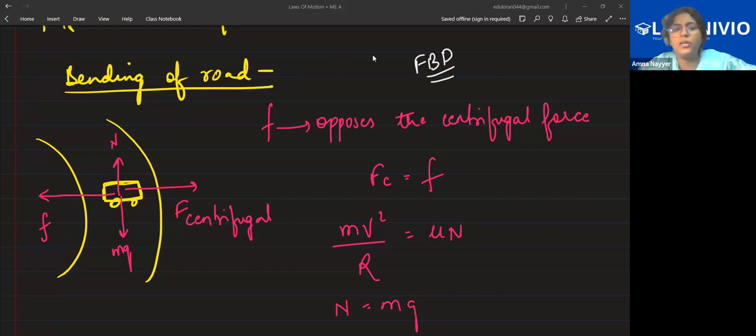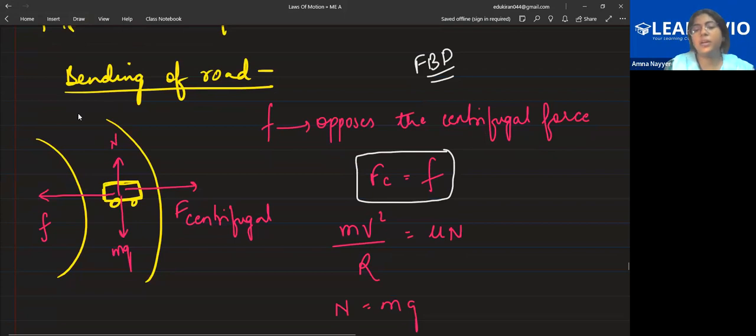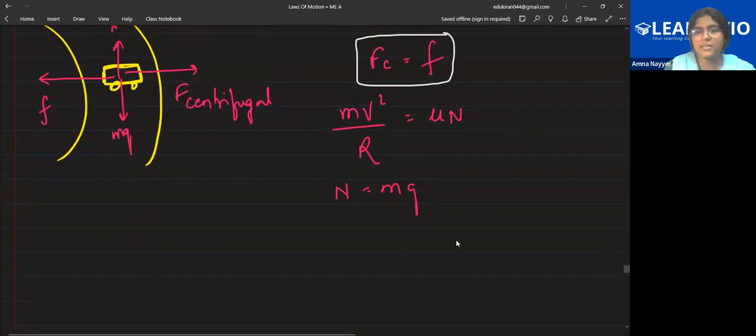So acting along the center towards the radius, it means frictional force is providing the necessary centripetal force. And outwards, which we have studied, that centrifugal force will be acting. So basically, the frictional force is providing the necessary required centripetal force. The centripetal force is mv square by r, frictional force is mu N. N is the normal reaction. Normal reaction is equal to mg here, right? So mv square by r is equal to mu mg.